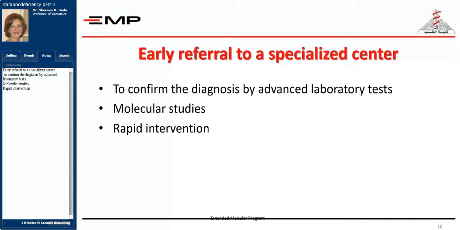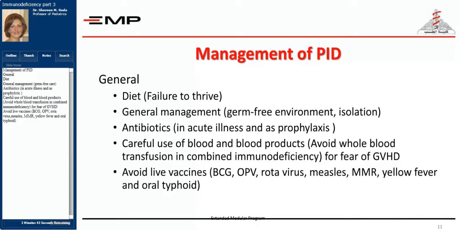Don't consume time with expensive laboratory tests. The specialized center will be able to confirm the diagnosis by advanced laboratory tests, doing molecular studies and rapid intervention and management. And here we come to the management of primary immune deficiency. There are general guides, like the diet: you take the diet of failure to thrive, you have to give ample calories. General management: you keep the patient in a germ-free environment, isolation.